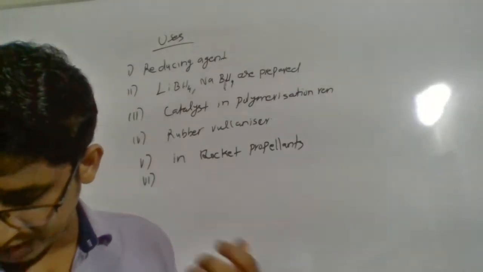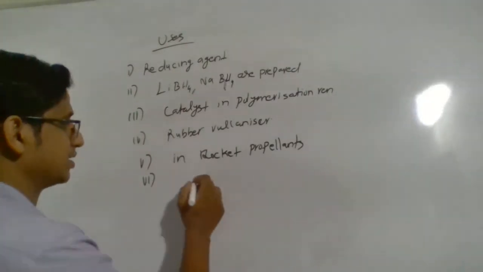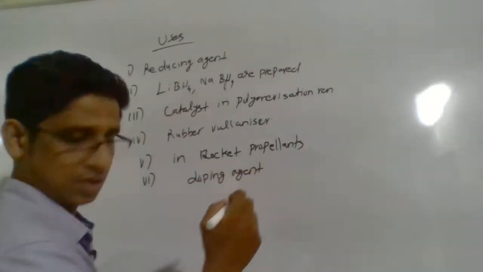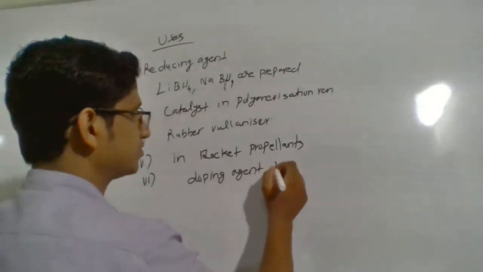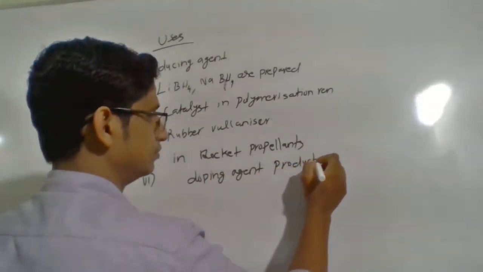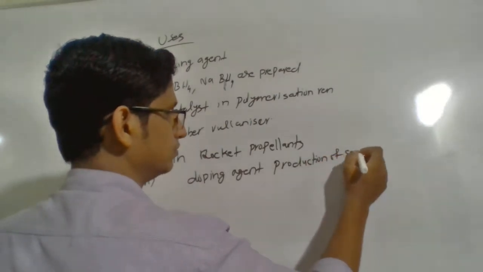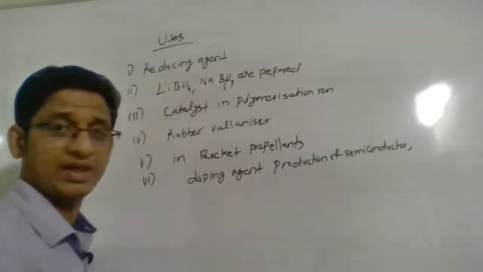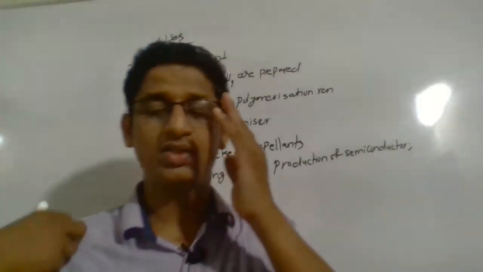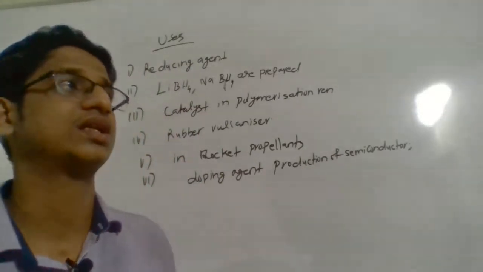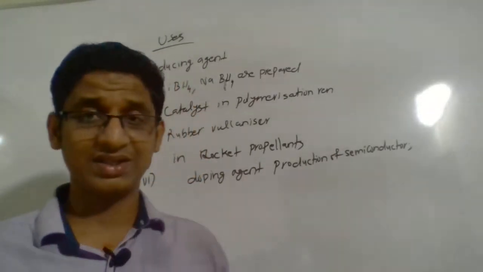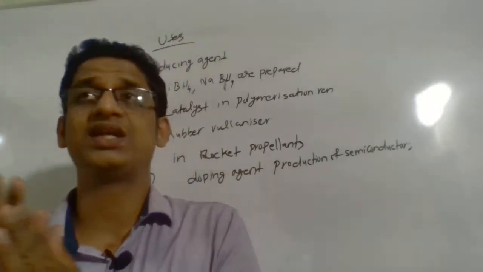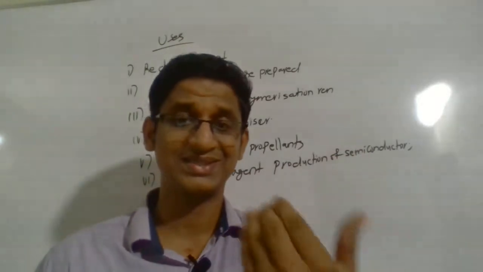Next is its use as a doping agent for the production of semiconductors. We know semiconductors have so many applications, used in transistors, diodes, etc. When semiconductors are doped with 13th group elements and 15th group elements, it increases their conductivity.